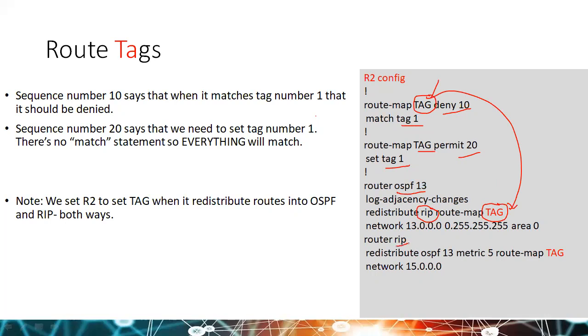Similarly, within RIP, this is optional, but if you want that extra security against routing loops, I would highly recommend configuring the redistribution of OSPF routes into RIP and mapping the same route tag. So what exactly does this route tag do? With sequence number 10, it says that if anything matches tag 1, deny it.